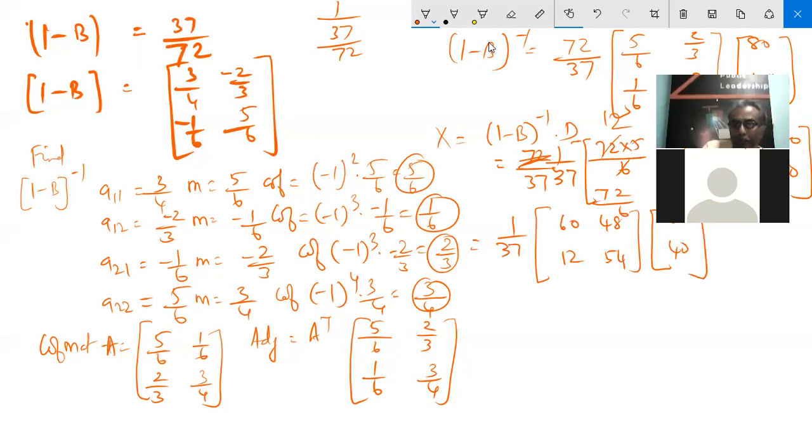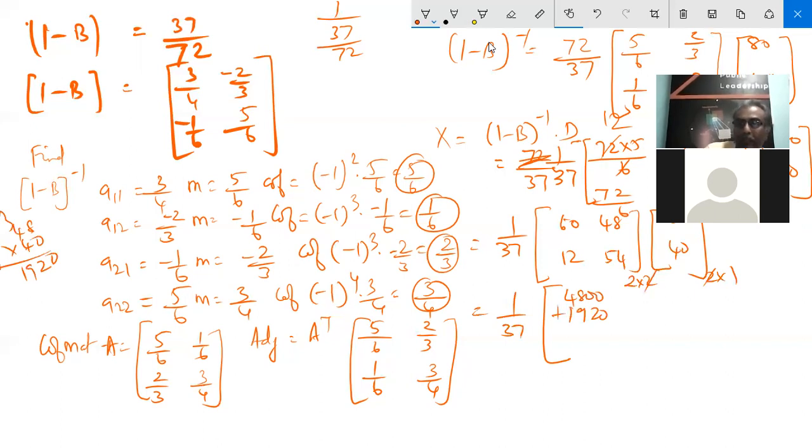This is a 2 by 2 matrix. This is a 2 by 1 matrix. You will get a 2 by 1 matrix when you multiply. That is 1 by 37 into 60 into 80, which is 4,800. Then 48 into 40: 4 8s are 32, 4 4s are 16, so that is 1,920. That is the first one.